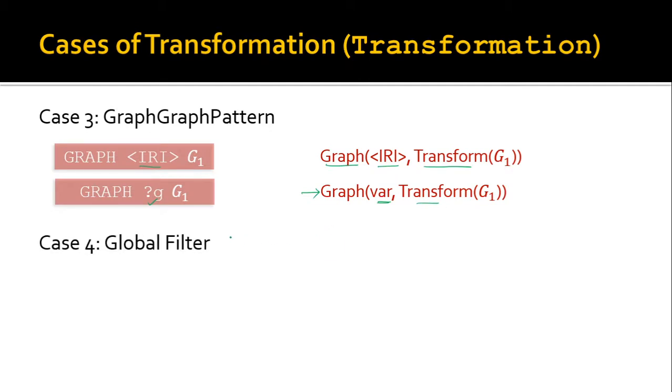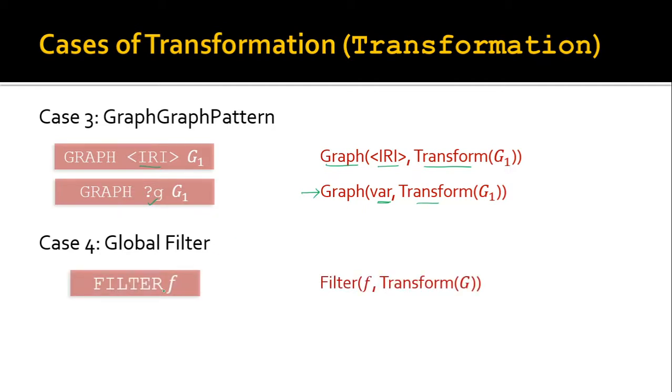Now you can have global filters. So why am I talking about global filters? Because filters can be applied over the entire where clause scope, or the filter can have scope only inside one, say, union graph pattern or one local optional graph pattern, right?